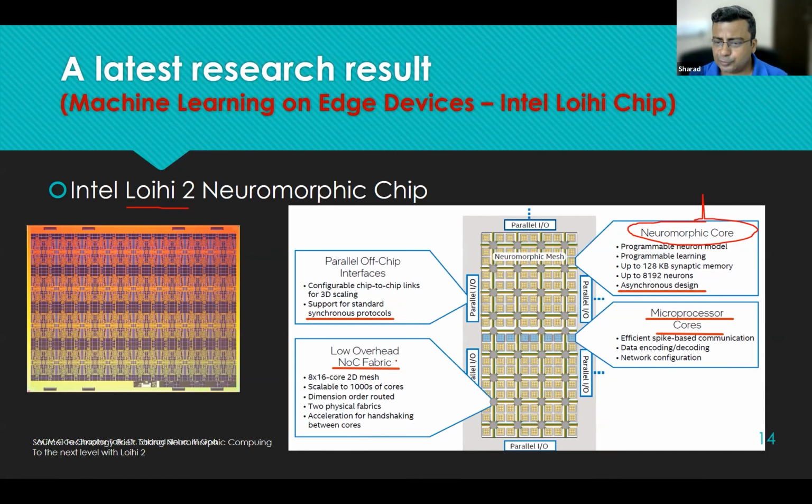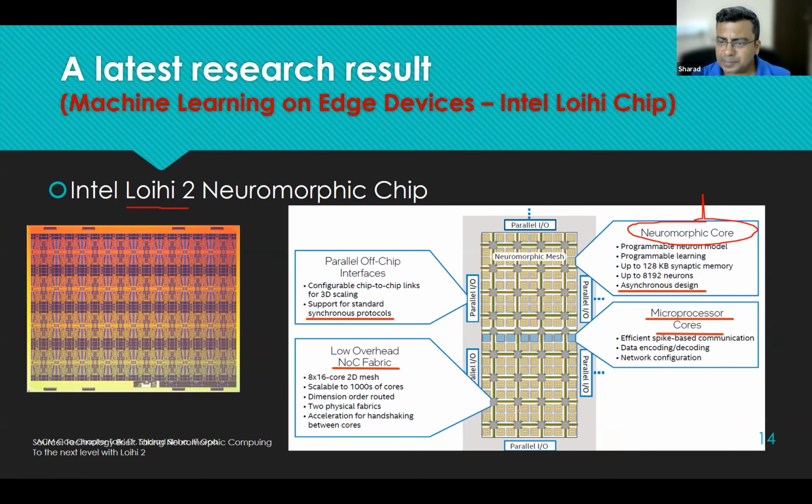And then there is an NOC fabric. NOC is a network on chip. The NOC concept came when the interconnect density started to increase on chips. By having a network on chip, just like you have computer networks, just like you have the internet connecting different computers, this is a network on the chip itself connecting different microprocessor cores as well as neuromorphic cores.